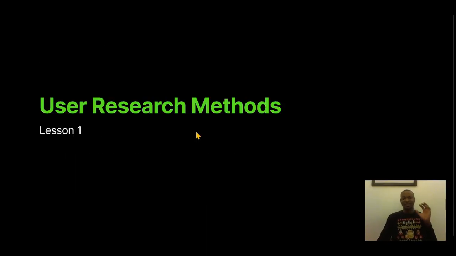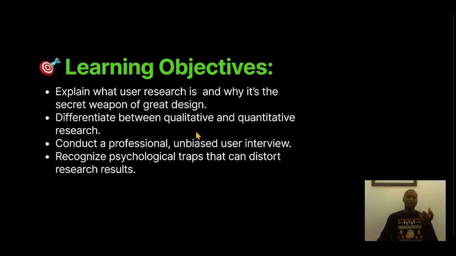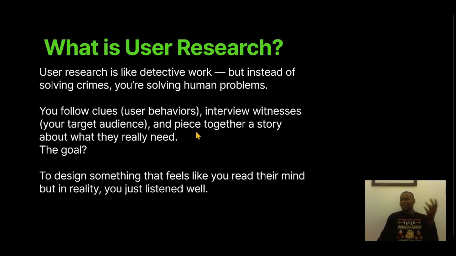So, like I said, this is lesson one, user research methods. What is our learning objective for this module? Part one, actually: explain what user research is and why it is the secret weapon of great design. Differentiate between qualitative and quantitative research. Conduct a professional and unbiased interview. Recognize psychological traps that distort research results. Let's proceed. So, what is user research?